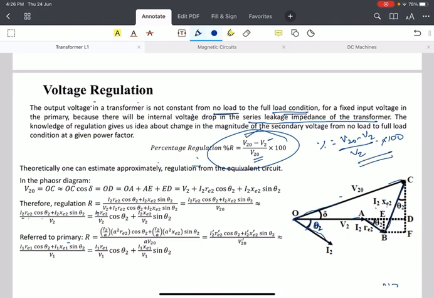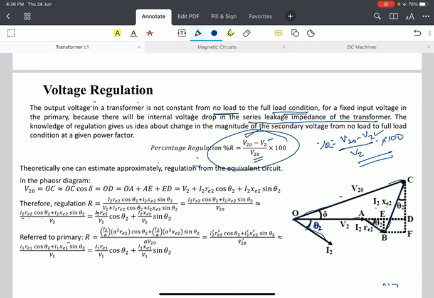Okay, this can also be considered as V20 if we are considering that voltage will drop when the load is applied. We are considering V2, that means we are considering that voltage will rise when the load is removed. Okay, it depends on the perspective, that's it. So in this case we are considering percentage voltage regulation as (V20 minus V2) divided by V2.